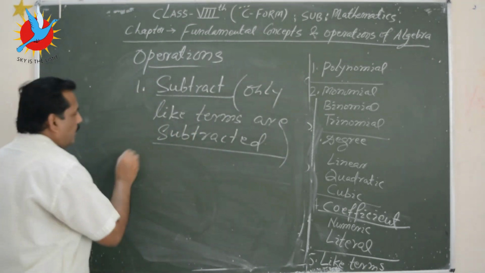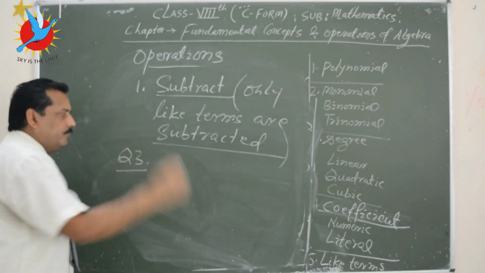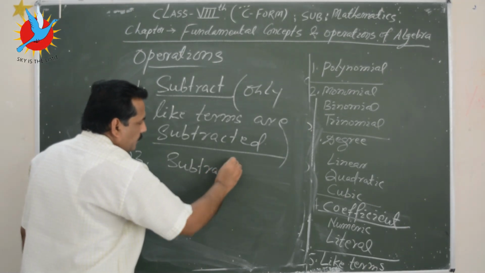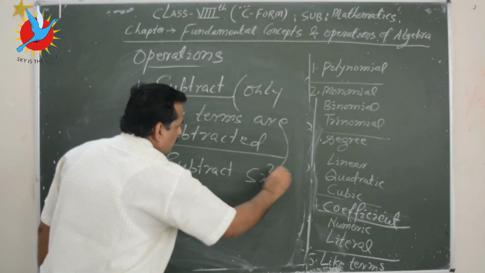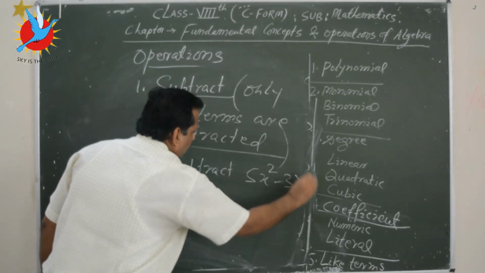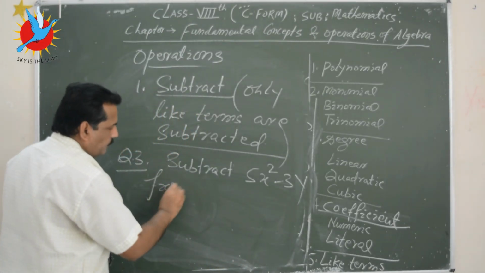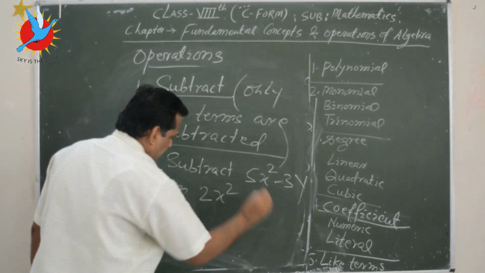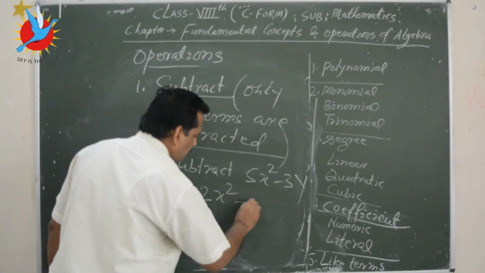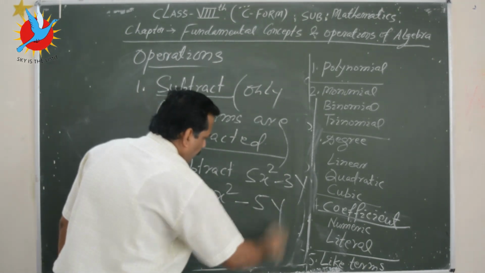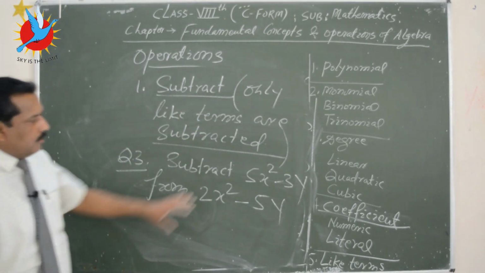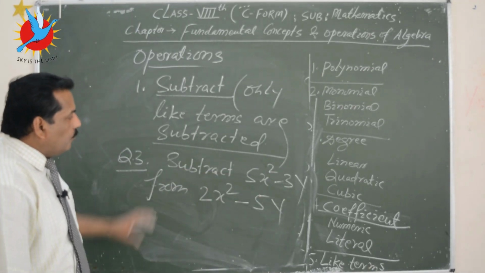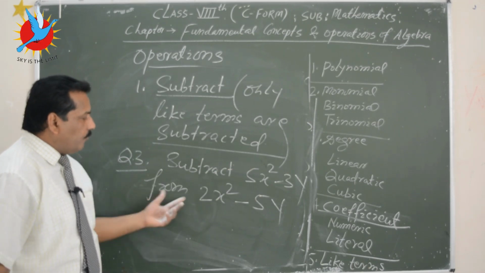For example, question number 3: subtract 5x square minus 3y from 2x square minus 5y. So this is the first polynomial or algebraic expression. This is the second one. We have to subtract this from this.